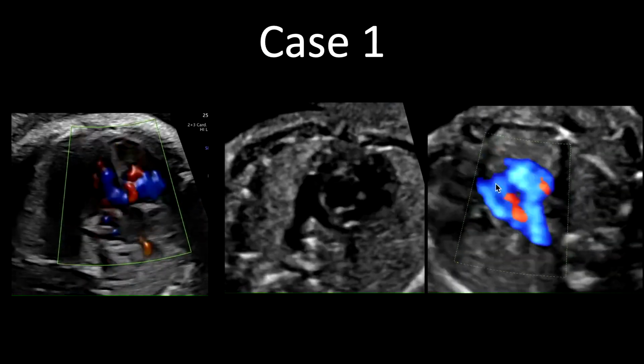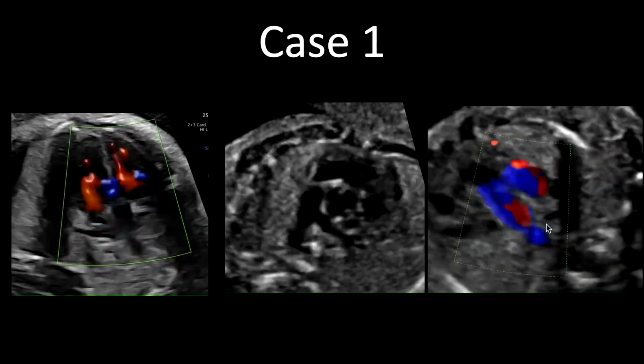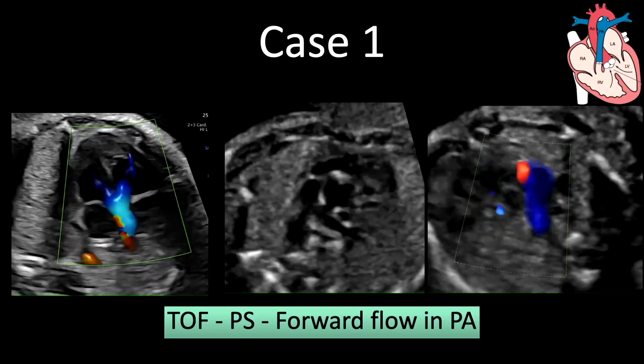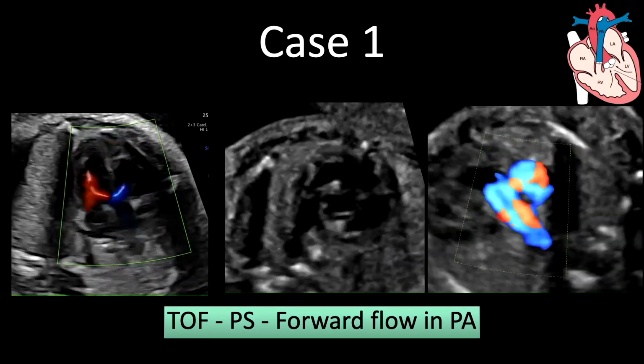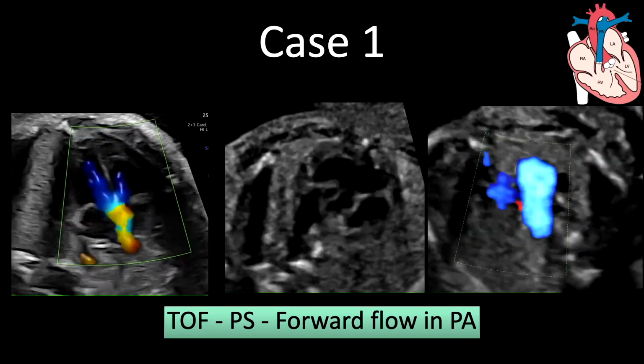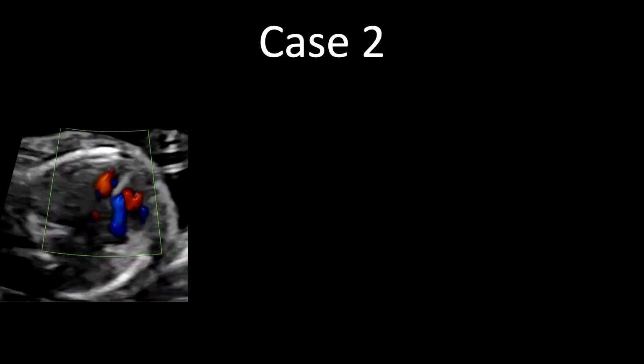And here it doesn't look bad, actually, and there's forward flow. So this is your classic tetralogy of Fallot with forward flow in the pulmonary artery. Prognosis is typically good for this fetus. Here's another case.